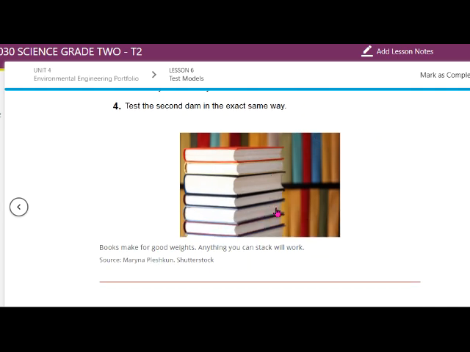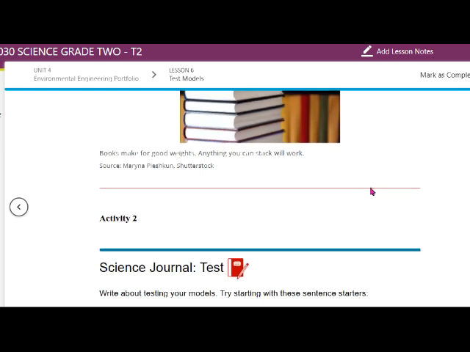Books make for good weights, but anything you can stack will work. My dams were not big enough to stack books on, and your models of dams might not be either. What I used was toy cars. They were small, and even though they were a little strangely shaped, I was able to stack them on top of each other pretty easily, so that's what I used. You can use anything that you can stack.